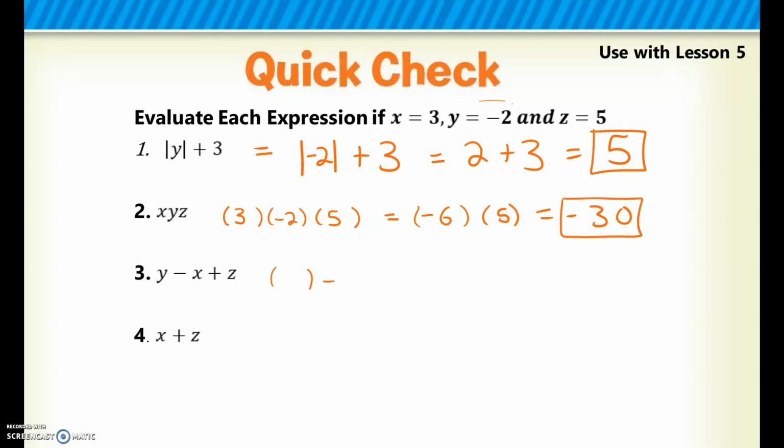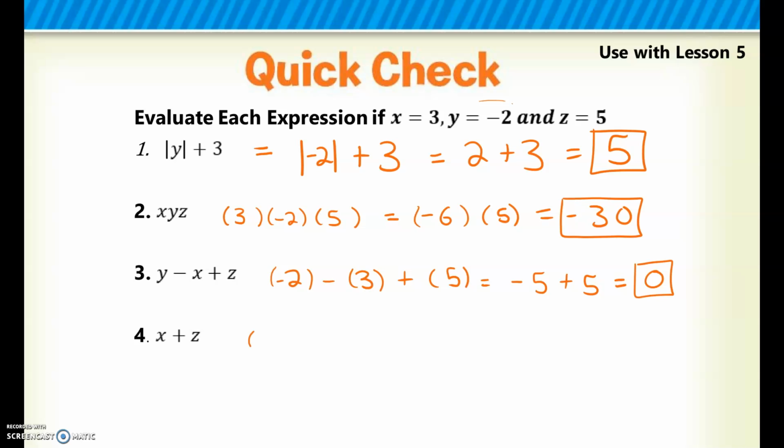Y minus x plus z. Replace all of the letters with the numbers. So -2 minus x, which is 3, plus z, which is 5. So same thing, kind of go left to right. -2 minus 3 is -5, plus 5. This is kind of like a bunch of 0 pairs equals 0. So we just get 0 for number 3.